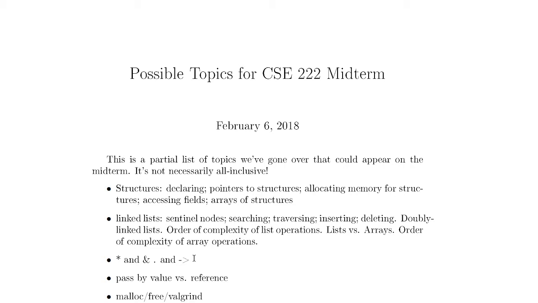So pass by reference means you pass the address of a variable. Pass by value just means you pass the value of it. If it's a number, you just pass that integer to your function. Okay, so that's a conceptual thing.